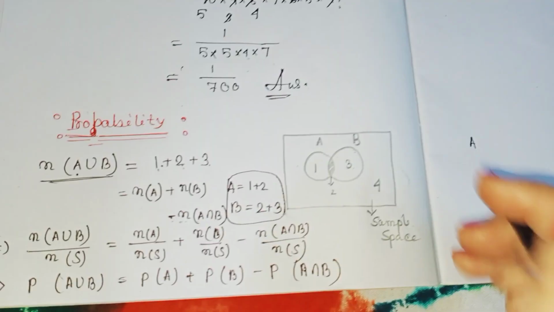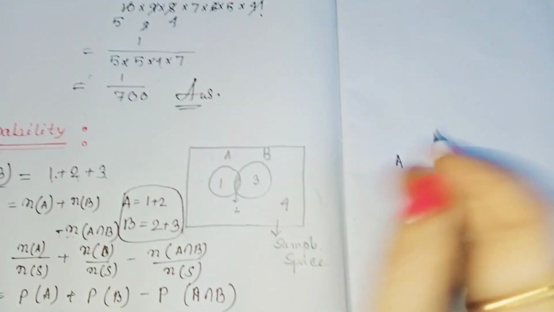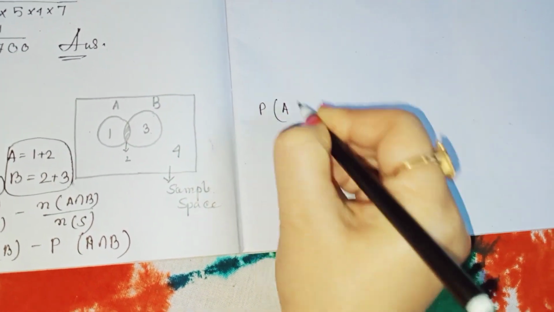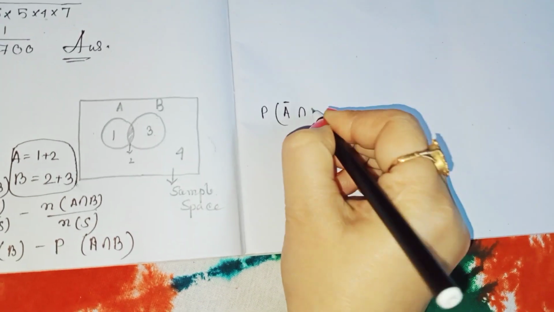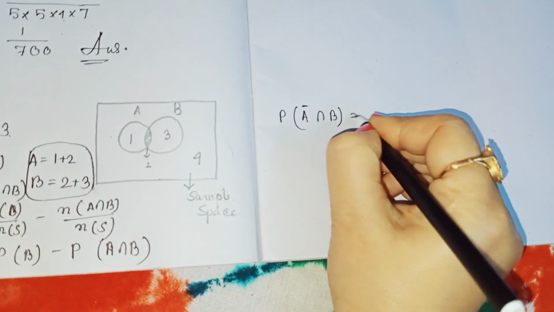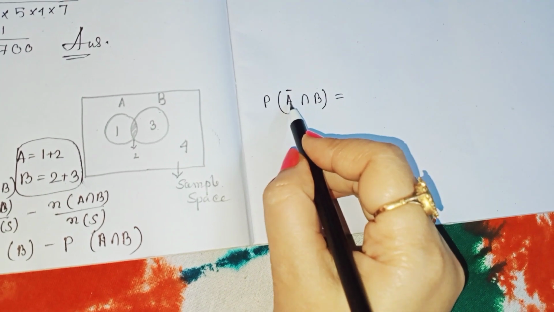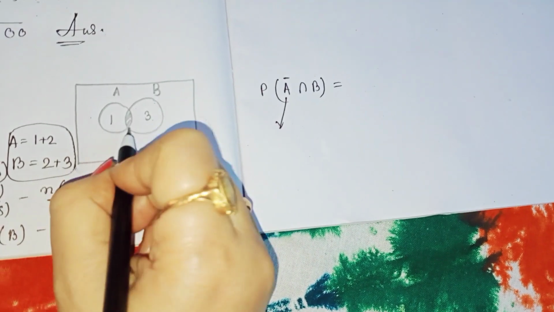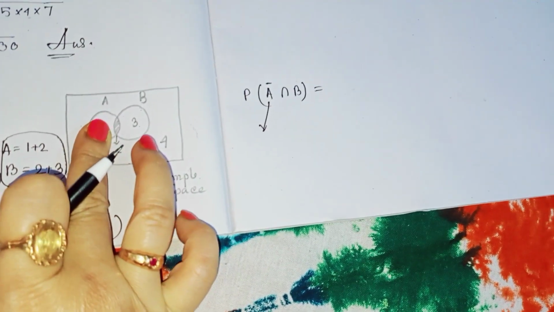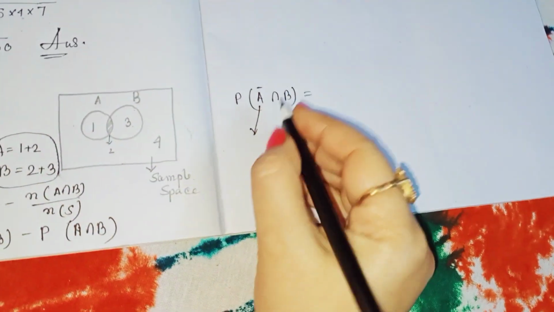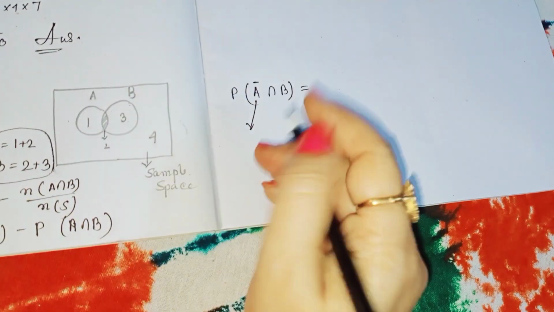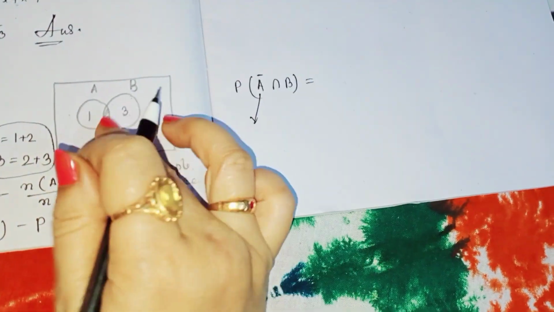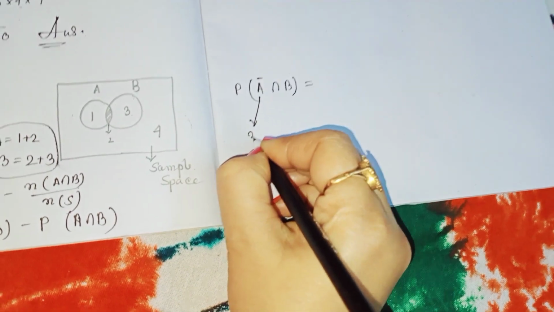What is now one thing? If you take the complement, just look at the picture, and it is P of A complement intersection B. So we know A complement is what? A complement means leave one and take all other options in the set. So 1 and 2, which are in the set A, we leave, and the others are 3 and 4.